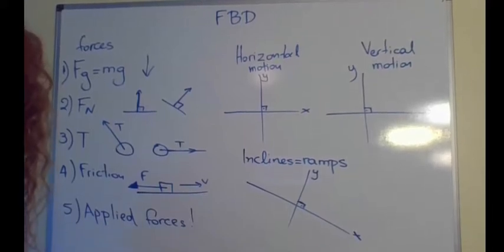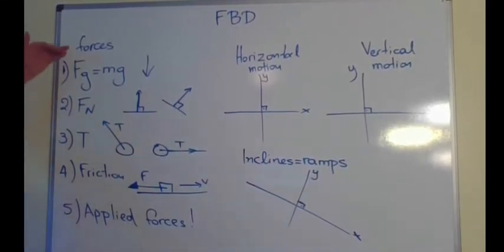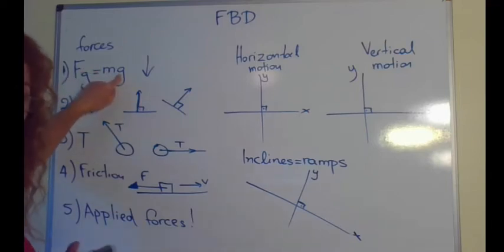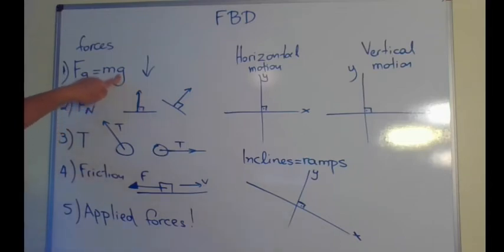Free body diagrams. First of all, we need to recognize the forces that we usually see. We always have the force due to gravity, which is always down, and it's given by mass times the acceleration due to gravity g, which usually is 9.8 meters per second squared. But if they tell you that it's 10, that is fine, we use it like that.